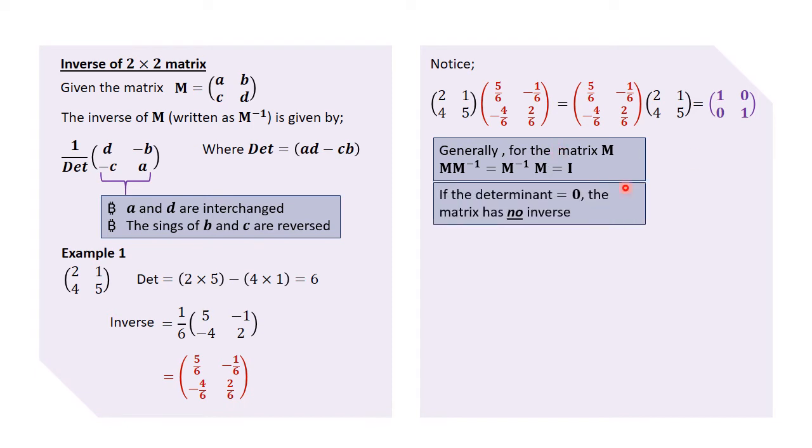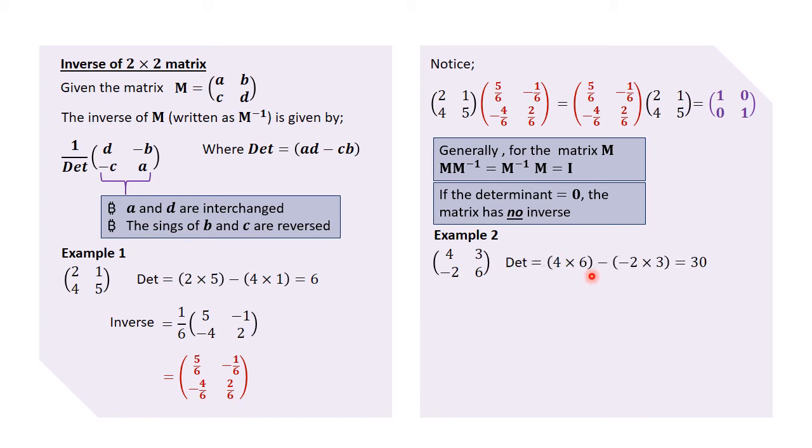Now, please notice that generally for any matrix M, M times its inverse should be equal to the inverse times M, which should also be equal to the identity matrix. And this is the same statement that has been said earlier here. Again, notice that if the determinant of a matrix is 0, then the matrix has no inverse, because we would have 1 over 0, and 1 divided by 0 is undefined. And therefore that particular matrix would have no inverse if the determinant was 0.